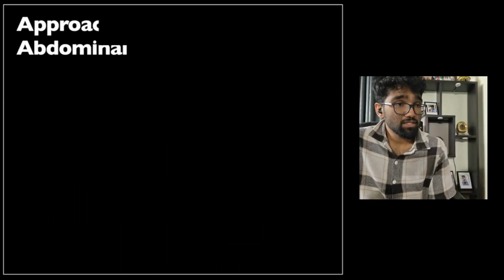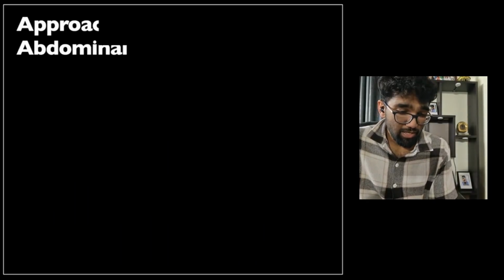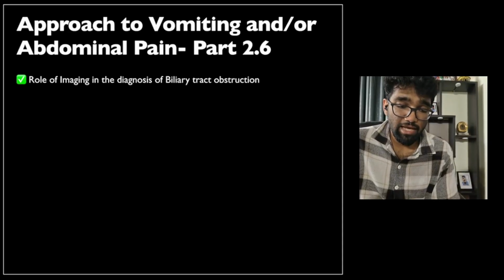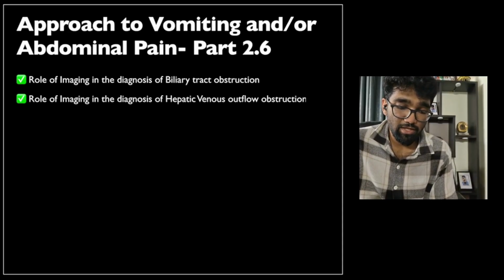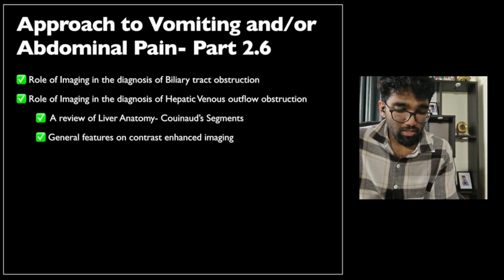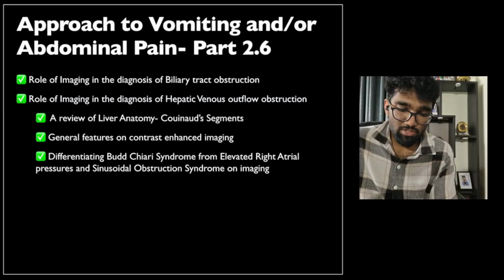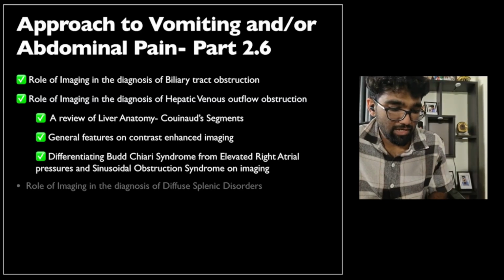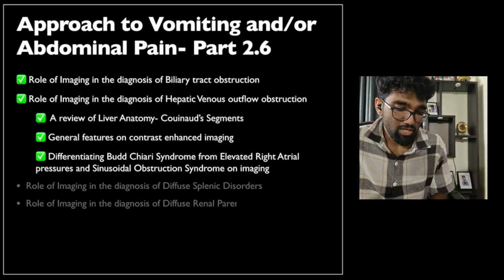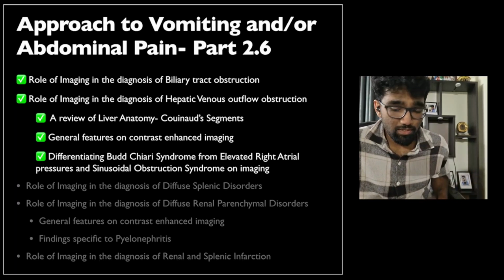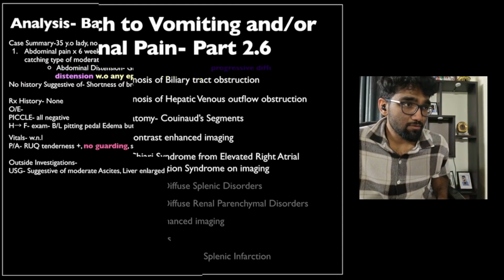So that brings us to the end of this discussion. Essentially, these are the things that we've discussed. We've talked about the role of imaging in the diagnosis of biliary tract obstruction and the role of imaging in the diagnosis of hepatic venous outflow obstruction. We've reviewed the liver anatomy, that is the Couinaud segments, and general features in contrast-enhanced imaging of the liver, and we differentiated Budd-Chiari syndrome from elevated right atrial pressures and sinusoidal obstruction syndrome. The other topics I'll be discussing in the next section of this series. So that is it for now.